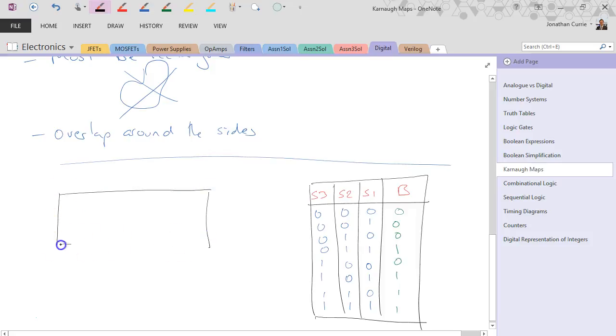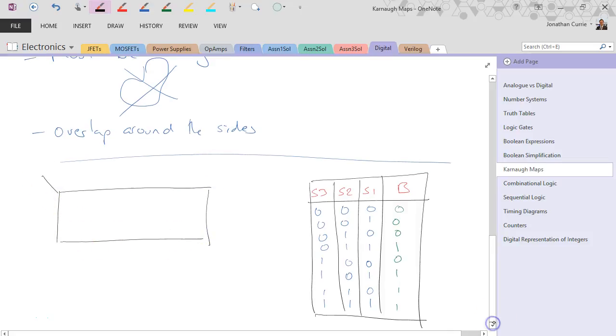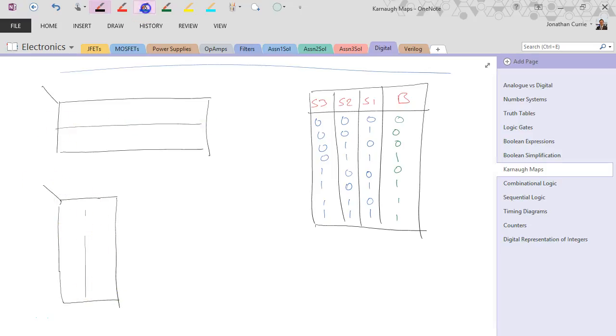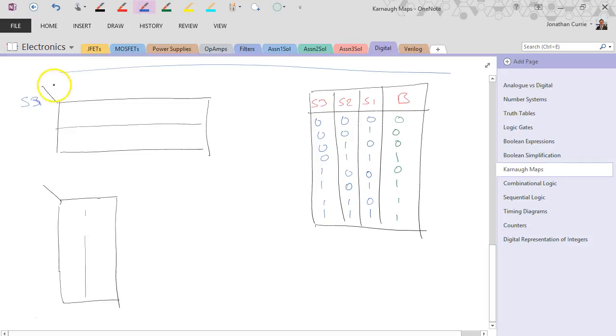Now there's actually 2 ways that we could do this. We could draw a horizontal one, or we could draw a vertical one. It doesn't actually matter. And you can put your inputs in any order you like. Also, that is not going to change the answer. What it may change though is how easy it is for you to fill in the K-map. So think carefully about which way you want to fill this in.